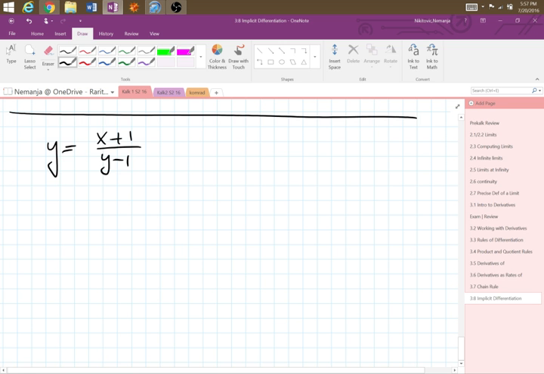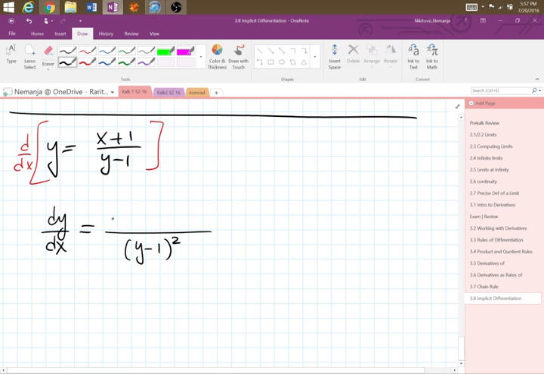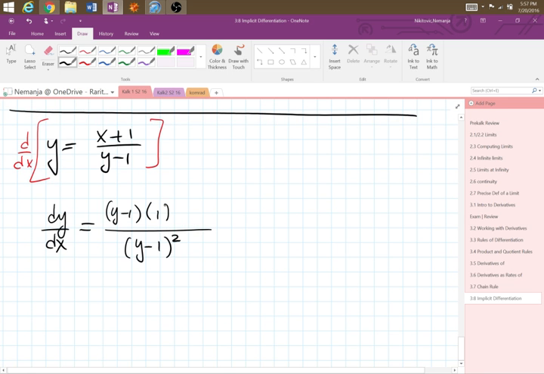So where do we start? Where do we begin? Nice. So derivative of y is 1 times dy dx. So we have dy dx is equal to, and now we have the quotient rule. So y minus 1 squared, y minus 1 times the derivative of the numerator is 1 minus x plus 1 times the derivative of the denominator, which is dy dx.